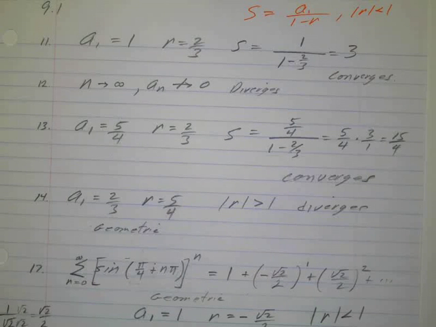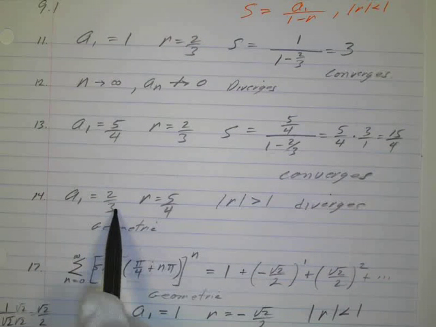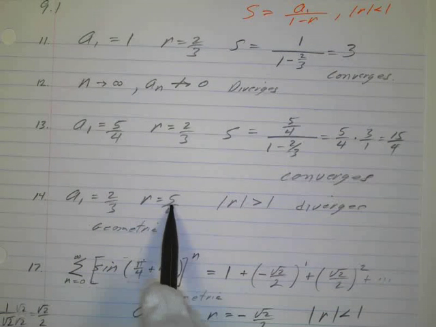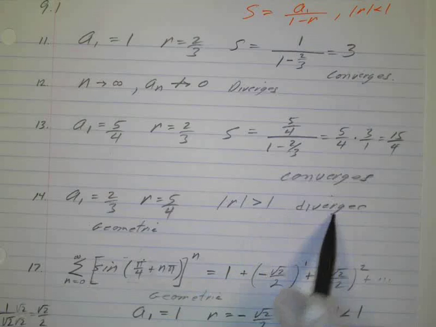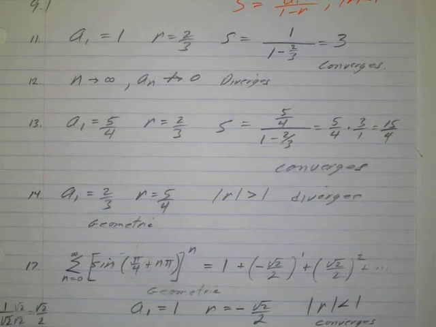And then number 14, that's another geometric series. That's nice, isn't it? Except, what's the ratio? Well, my a sub 1 is 2/3. You can put 0 in there, and you'll get 2/3, and then you start multiplying by 5/4, which is your common ratio, but that is greater than 1, so it diverges. It's a geometric series, but it diverges because the ratio is greater than 1.